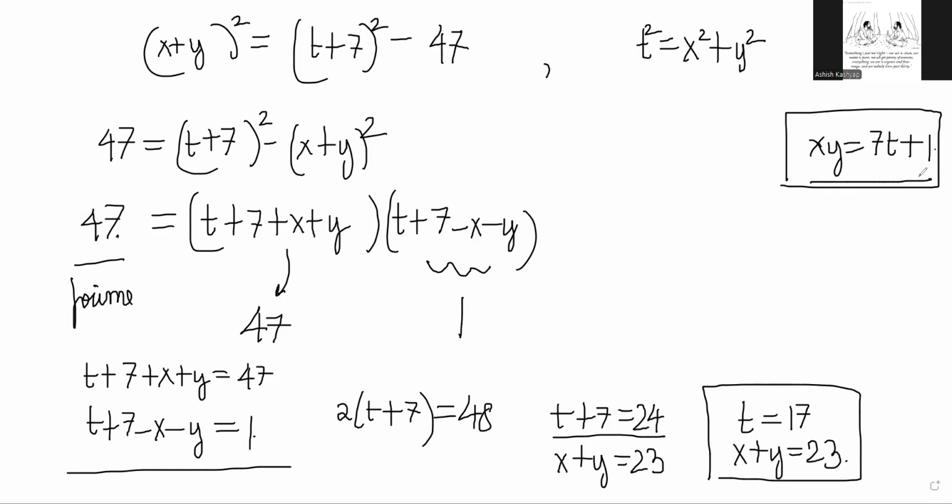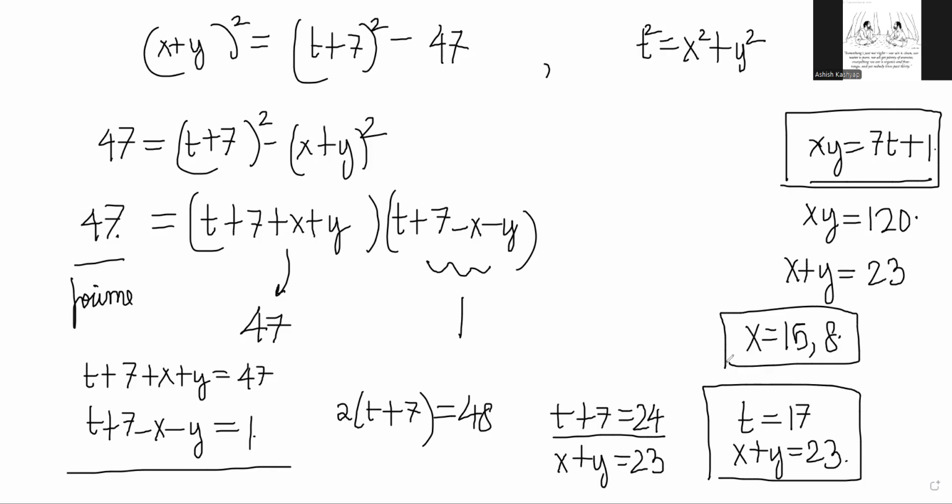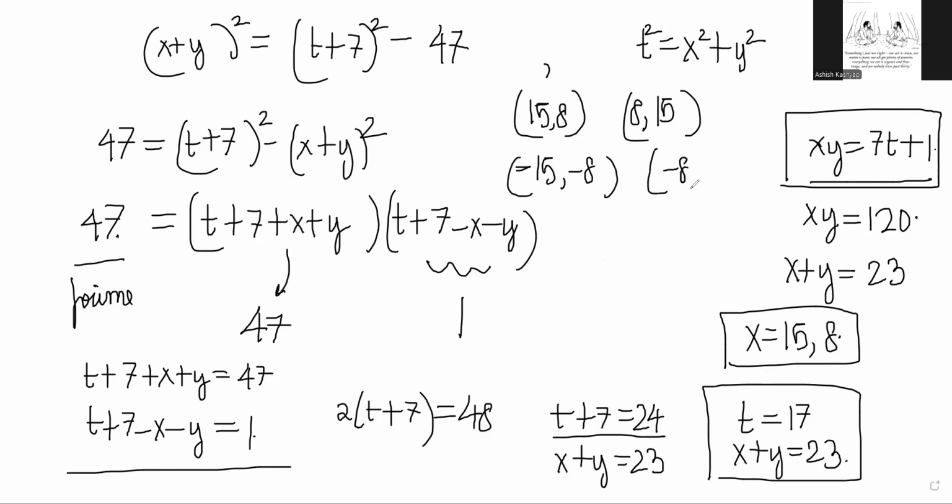And if t is equal to 17, I'm getting xy is equal to 17 into 7, which is 119, plus 1, so 120. So now I have xy product is 120 and the sum is 23. So clearly x and y must be 15 and 8, in any order, it could be 8 comma 15 or 15 comma 8, right? And you can check the original equation. The original equation will even be satisfied with negative 15, negative 8. So the ordered pairs that will solve this equation are these. These are my 4 ordered pairs that solve the equation.